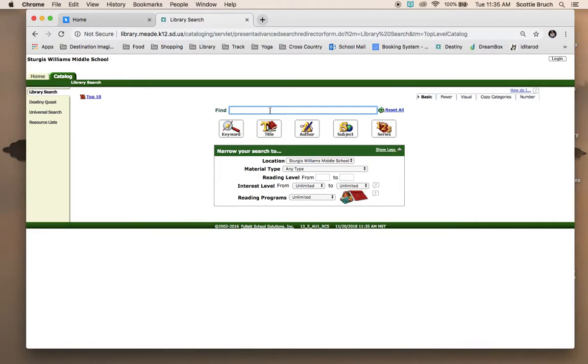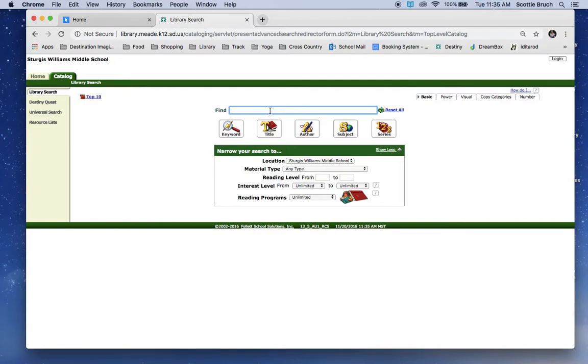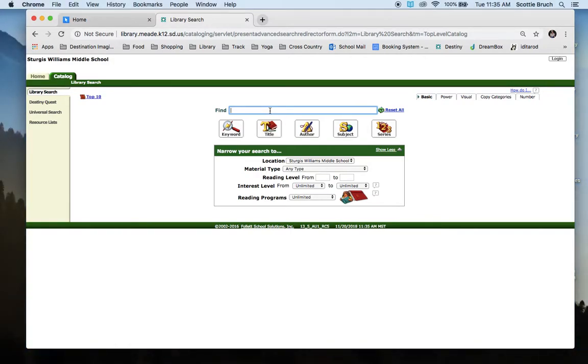Now, this is the same screen that the librarians can see. So when you come into the library and you ask us if we have a book, this is the screen that we pull up. So you see the same thing that we see, which means you can look up a book just like we can look up a book. So whether that means you bring your computer into the library with you, or you look it up in your classroom or at home before you come into the library, either way, you can do a search.